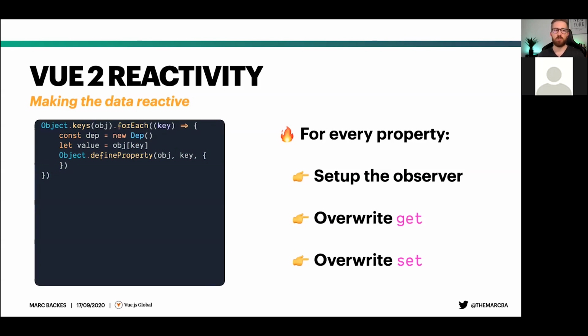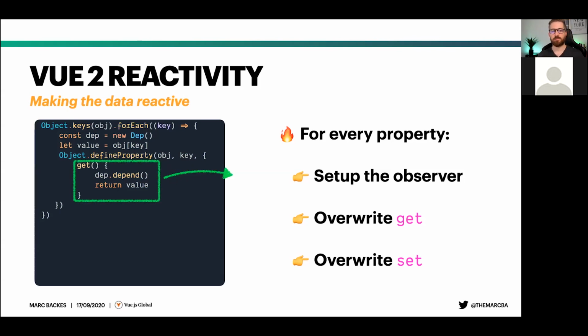Here we iterate through all the keys, and we set up our observer. This is just creating an instance of the dep class we saw before. And in Vue 2, we used Object.defineProperty to intercept or override getters and setters, and that looks a little bit like this. We call the depend function whenever some part of the code accesses that property.